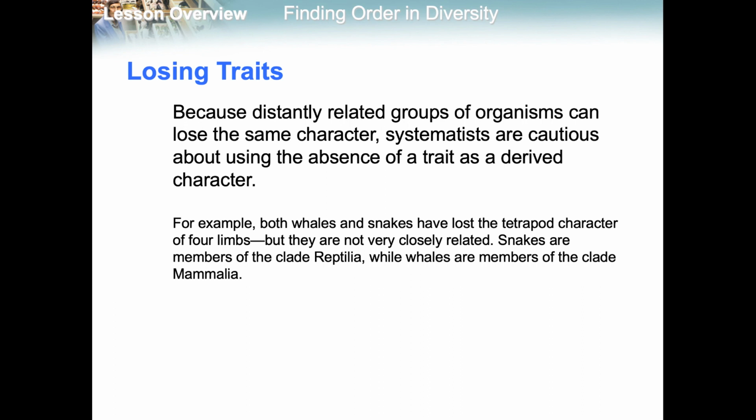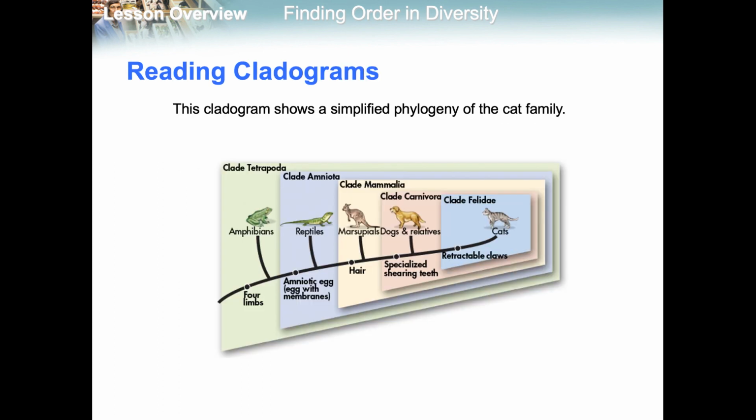Because distantly related organisms can lose the same character, systematists are often cautious about using the absence of a trait, so removing something. Both whales and snakes have lost their 4 limbs, but they're not closely related. Snakes are a member of the clade Reptilia, while whales are members of the clade Mammalia. So just because they both lost the 4 limbs doesn't mean that they are very closely related.